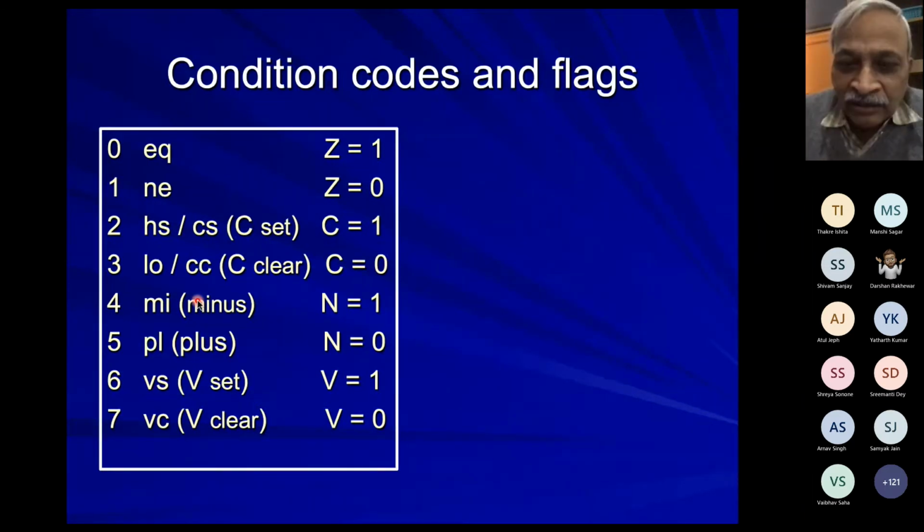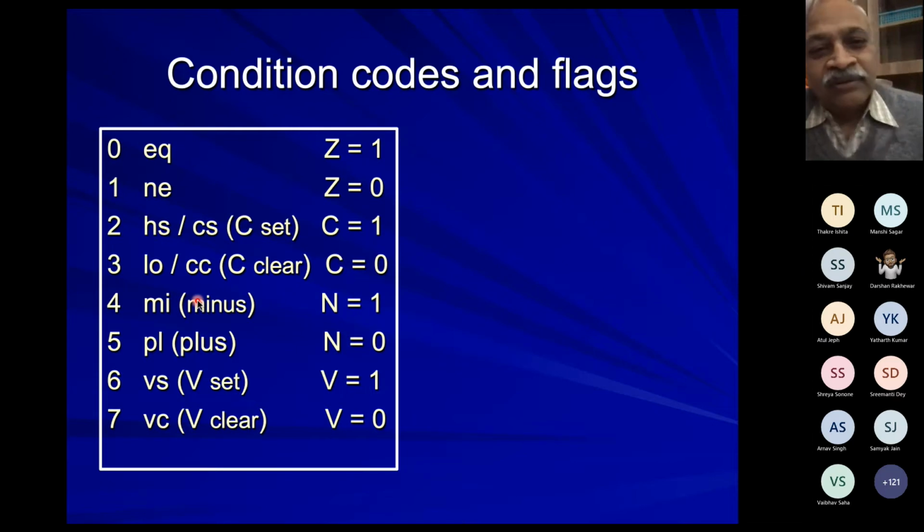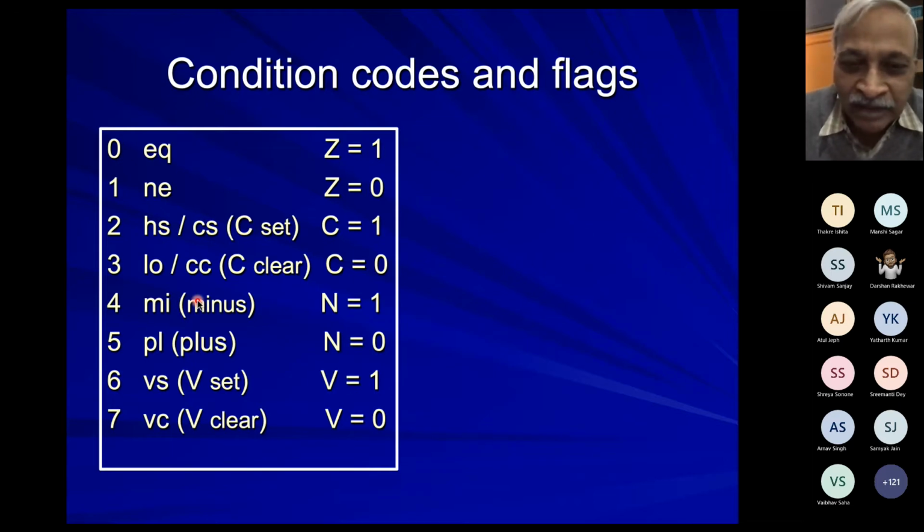Now there is a question: what is the meaning of V set or V clear? V is the overflow bit. If you are adding 2 numbers and interpreting them as signed numbers, the overflow is not given by carry. Overflow is there if the last 2 carries are different. If the last 2 carries are the same, there is no overflow. Maybe if you have forgotten 2's complement arithmetic, we can discuss that separately.